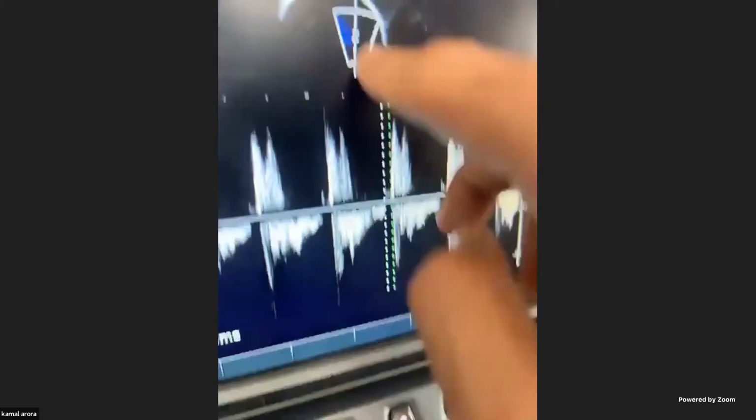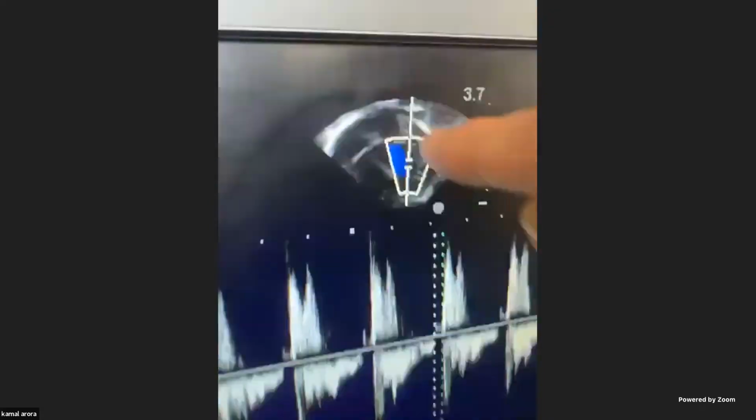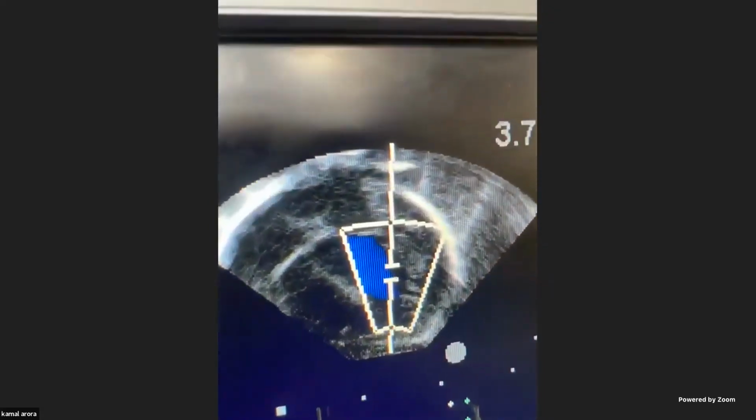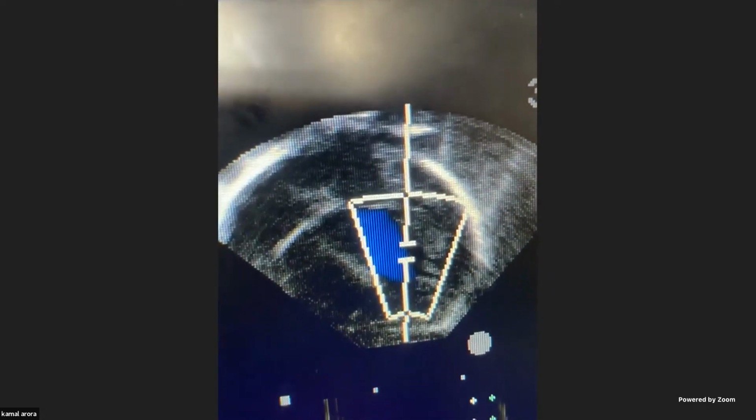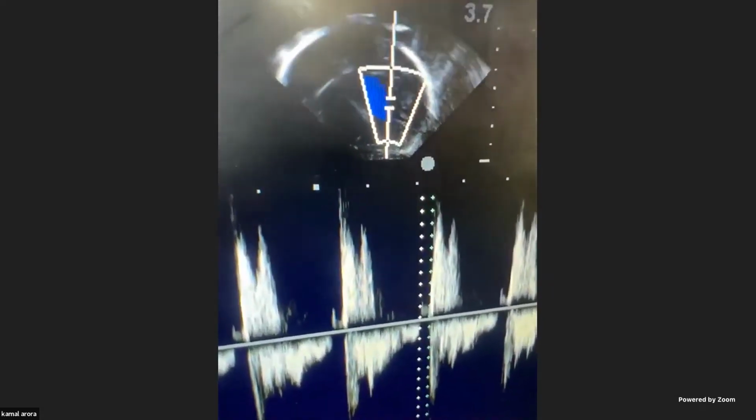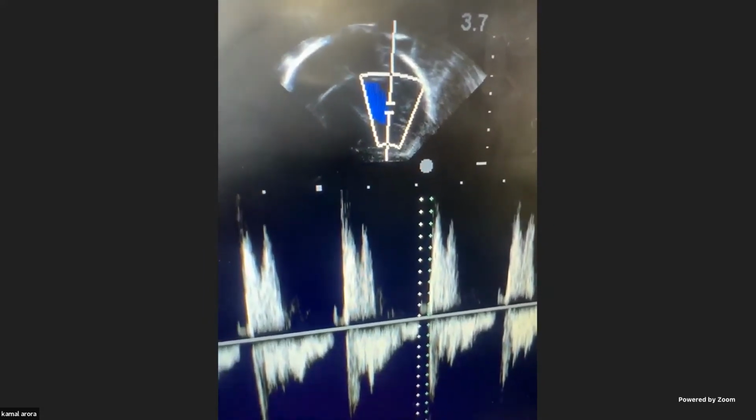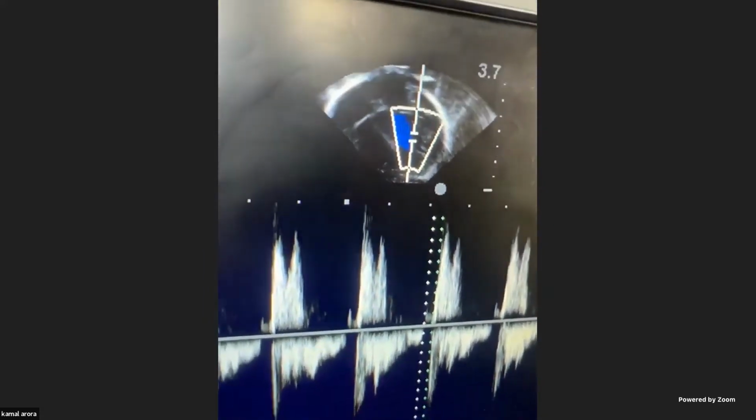So it was where the red flow was coming down into the, so red flow means coming towards the probe. So it was coming into the left ventricle and the blue flow means it was going out. So just between the two, I just kept my gate. So the range gate was at that point.